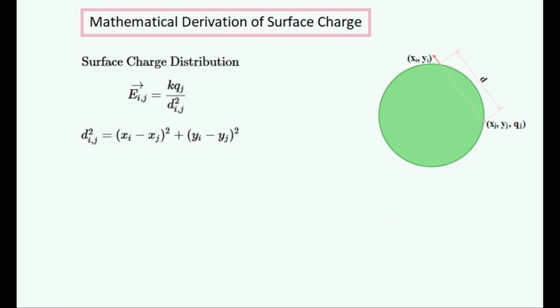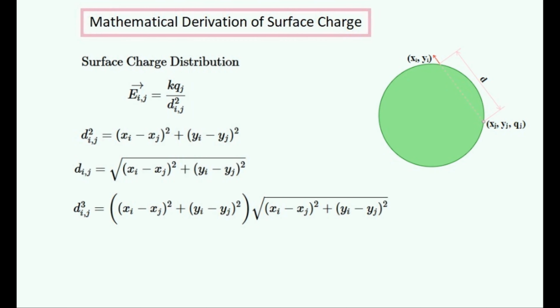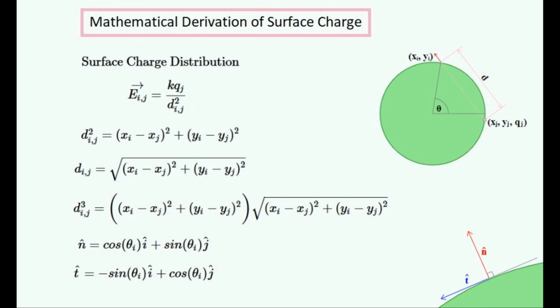So this is the formula for the distance squared between these 2 points. And this is the formula for the distance. And this is the formula for the cube of this distance, which we'll be using. And so this is the angle theta that is associated with the electric field point and can be indexed by I. And we can use this angle to find the unit vectors for the tangent and normal for these surface charges, which will correspond to the electric field point.